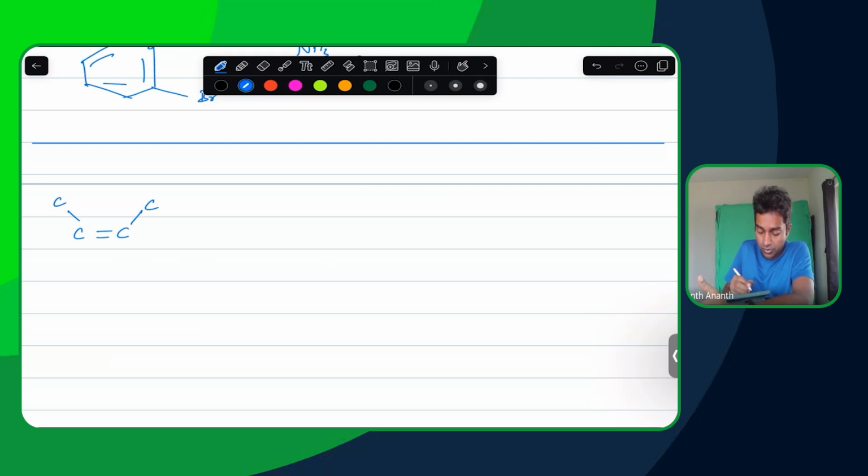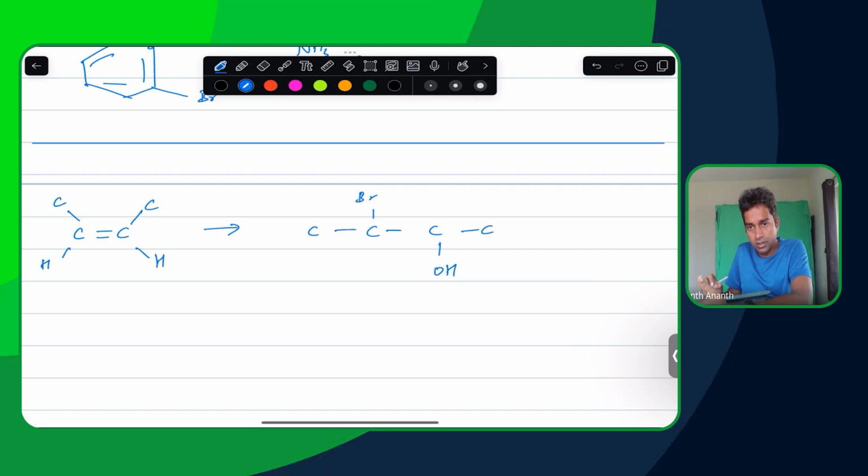It first forms the bromohydrin. It reacts with bromine water and forms a bromohydrin. And I'm going to be having this particular case here, opposite attack here.